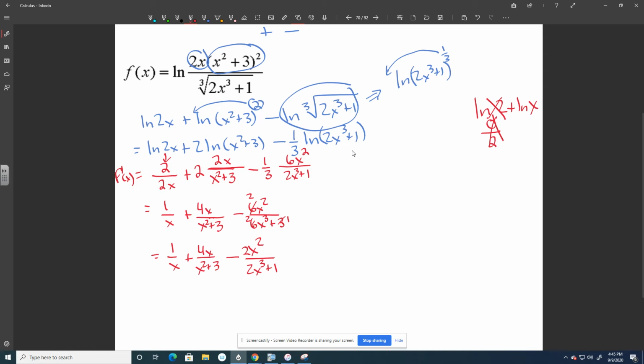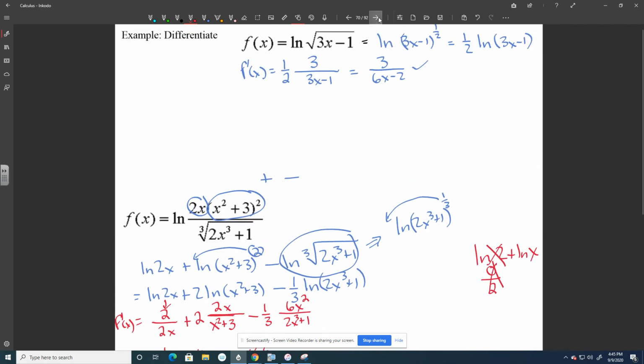And I think that's okay. I think there's no way we're going to get common denominators with a reasonable amount of work. So we're going to go ahead and leave those the way that they are. Okay, that would be your derivative.